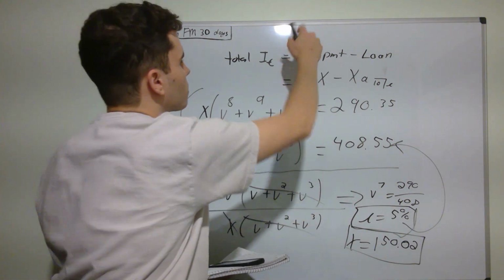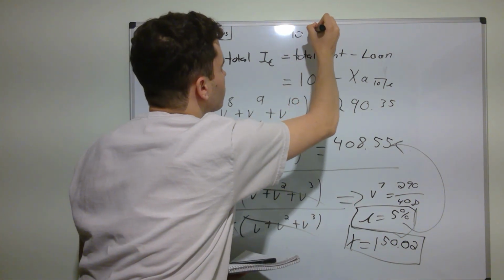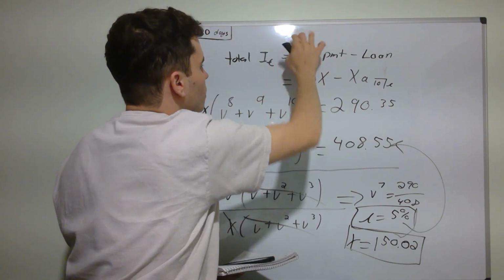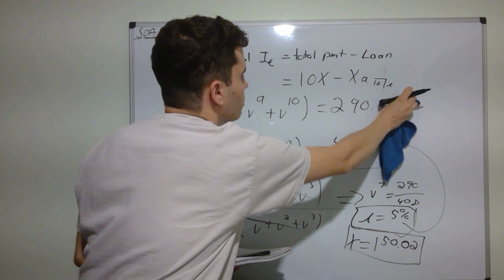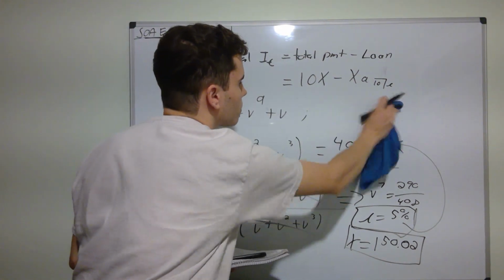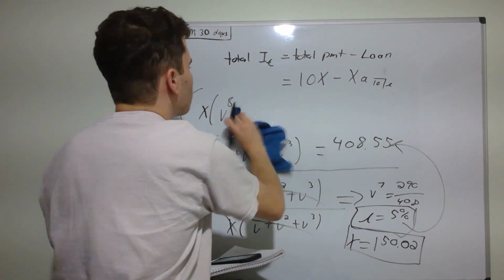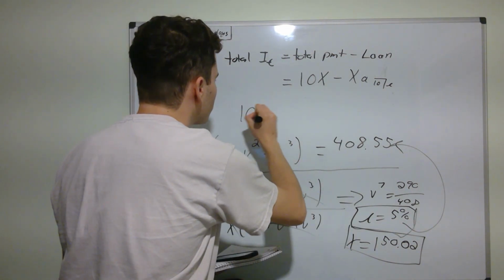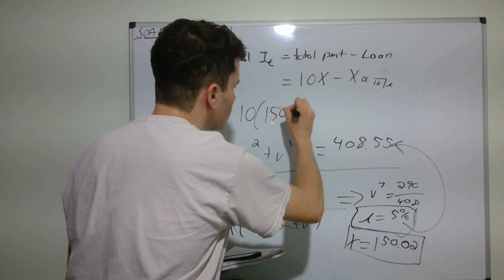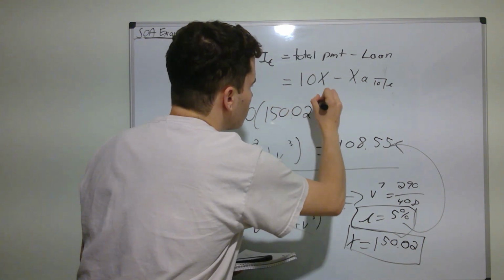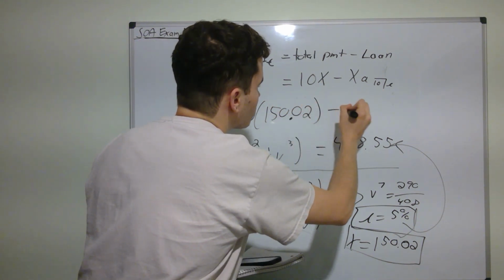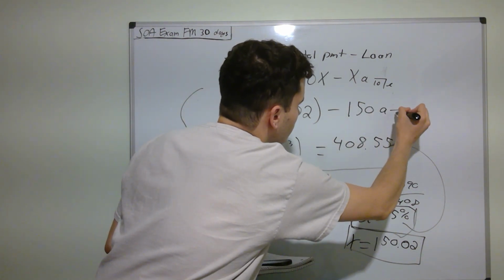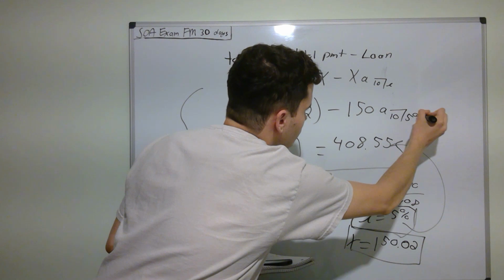So I'm going to write this back up here. So we have 10. Actually, you can't see that very well. Let me get rid of this for you. So we would have 10 multiplied by 150.02, minus 150.02 a angle 10 at 5%.